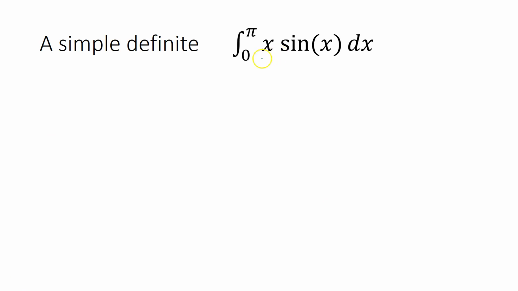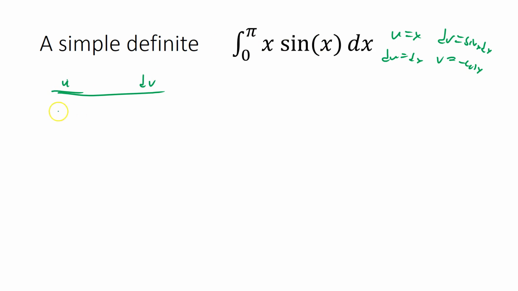Seeing something this simple, you might be tempted just to go straight to integration by parts, and it's really not that bad, right? u is x, du is dx, dv is sine x dx, and then v would be negative cosine x. So you could just go with regular integration by parts, but anytime you have a polynomial here, you can use the table. So if I do u and dv, u is x, dv is sine x. So we have 1 and then 0.